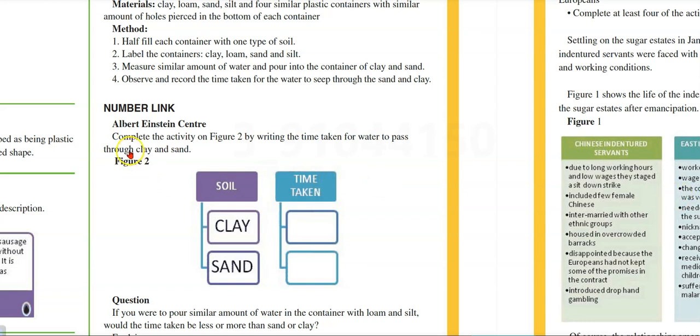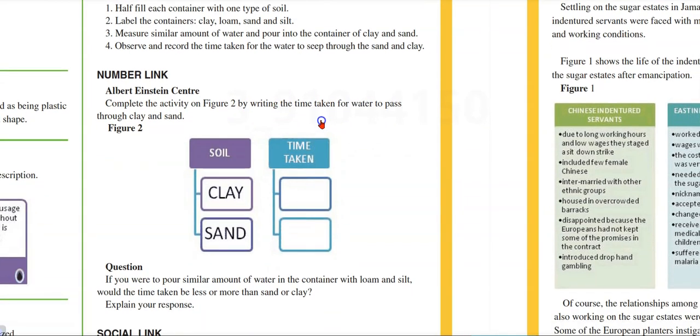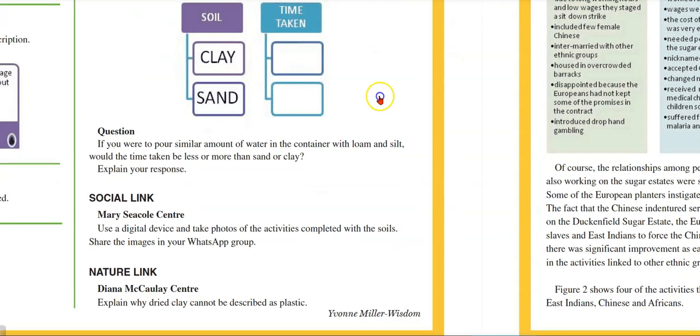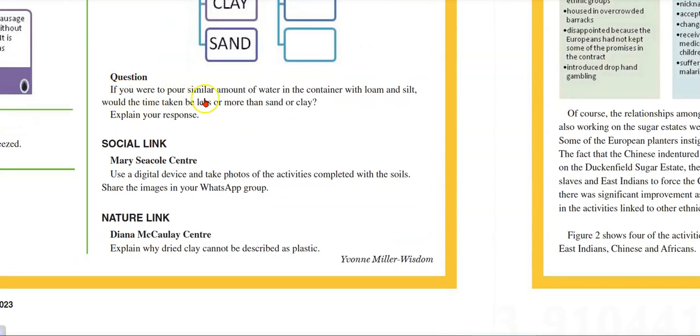Number link. Complete the activity on figure 2 by writing the time taken for water to pass through the clay and sand. So here we have the soil, the time taken, clay, what time does that take, and sand, what time would that take? Question: if you were to pour a similar amount of water in the container with loam and silt, would it take less time or more time than sand or clay? Explain your answer.